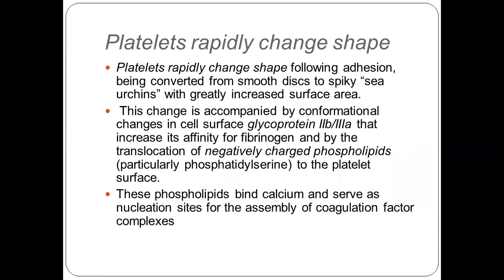Platelets rapidly change shape. Following adhesion, platelets are converted from smooth discs to spiky sea urchins, which greatly increases surface area. This change in shape is accompanied by a conformational change in cell surface glycoprotein 2b3a that increases affinity for fibrinogen, and by translocation of negatively charged phospholipids, particularly phosphatidylserine, to the platelet surface. These phospholipids bind calcium and serve as a nucleation site for assembly of coagulation factor complexes.